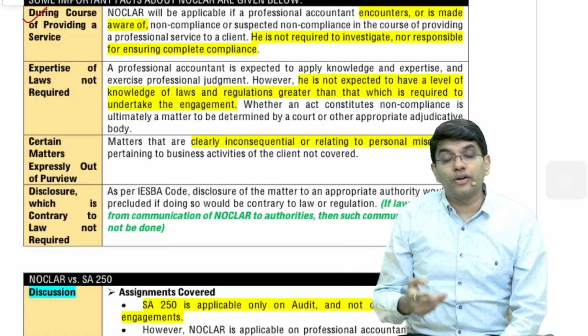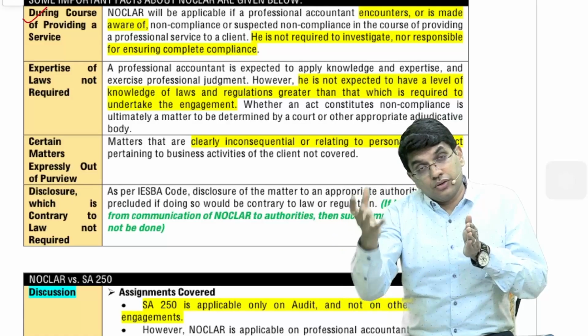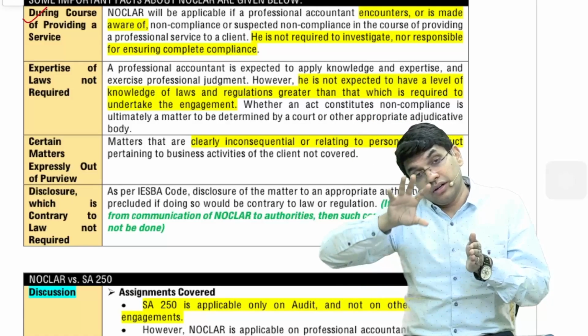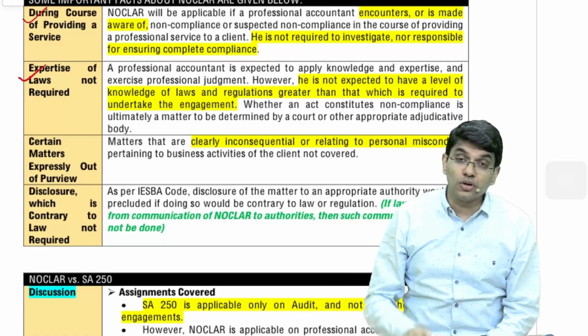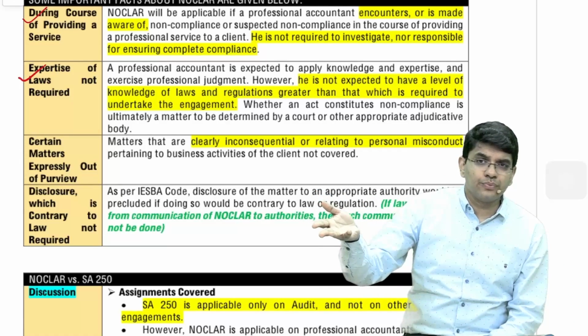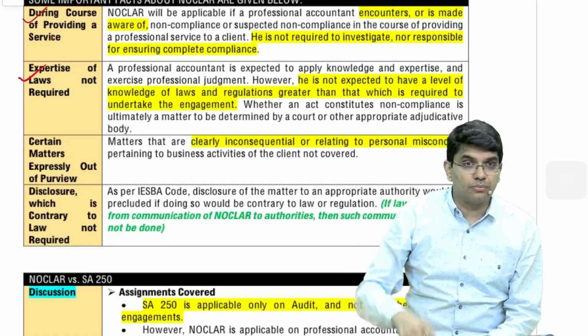NOCLAR is not going to guide you in a compliance assignment to check compliance, or help you in investigation. So please don't misinterpret it, don't misuse it, don't misapply it. It is not for separate investigation or separate compliance assignment. No.